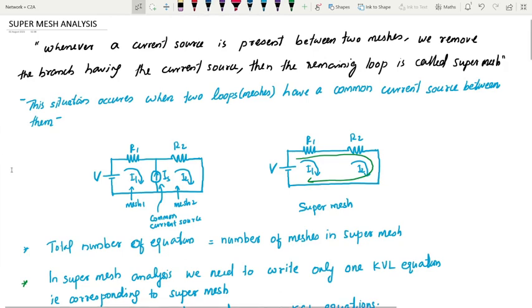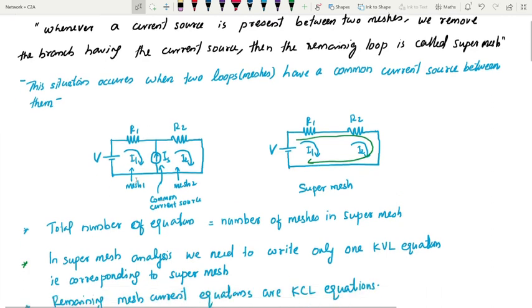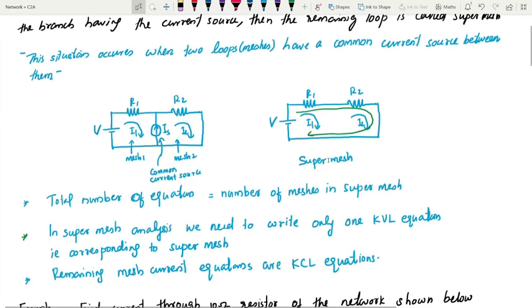We know in the case of any simultaneous equations, in order to solve n variables, we need n equations. In the case of super mesh, the total number of equations is equal to the number of meshes in the super mesh. In this case, how many meshes are involved in the super mesh? Two meshes are involved, mesh 1 and mesh 2. So the total number of equations is 2. And also in super mesh analysis, we need to write only one KVL equation. So corresponding to the super mesh, we need to write down one KVL equation.